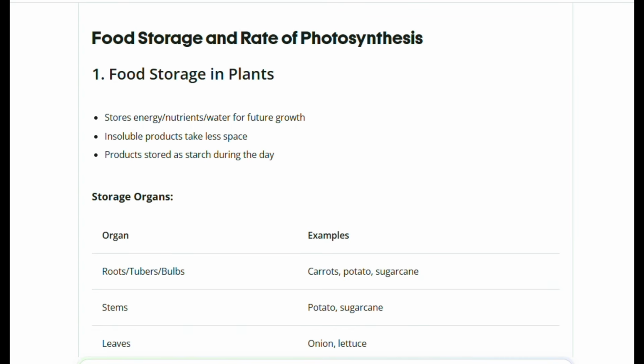So examples of the roots or tubers or bulbs can be carrots, potatoes, sugar cane. I'm not sure about sugar cane, but let's just go with the carrots and potato, because they come from underground, right? So for stems we have potato and sugar cane. That's correct. For the leaves we have onion, lettuce, right?